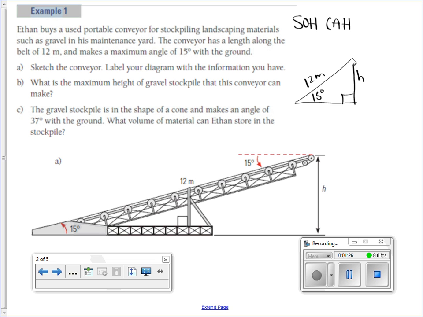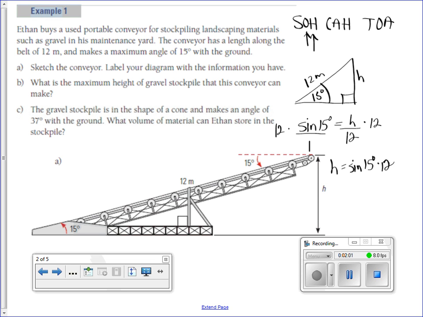Sine is opposite divided by hypotenuse. Cosine is adjacent divided by hypotenuse, and tan is opposite over adjacent. So relative to this 15 degrees, we know the opposite side, which is h, and we know the hypotenuse of the triangle. So we're going to use sine. So we will say sine of 15 degrees equals the opposite side over the hypotenuse. And then to solve for h, we would multiply both sides by 12. And we would get our answer that h is sine of 15 degrees times 12. And we would round that probably to the nearest meter, depending on what it asks us to do.